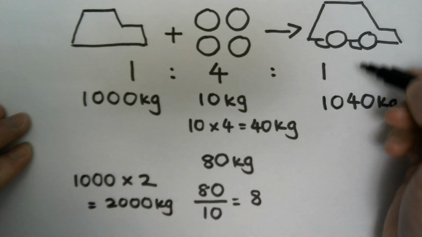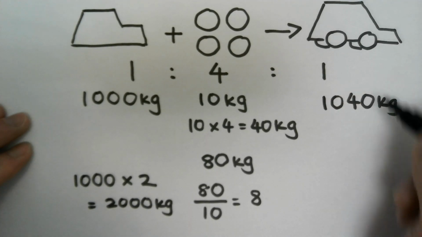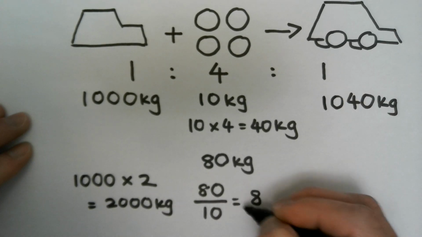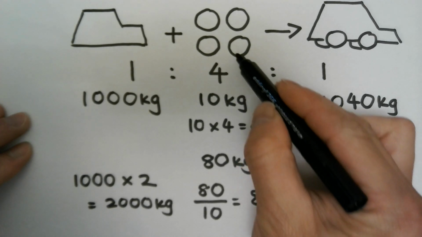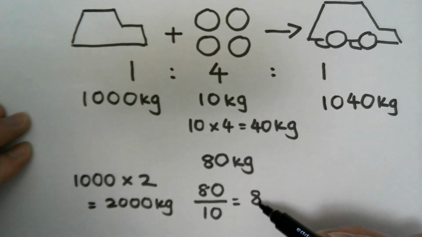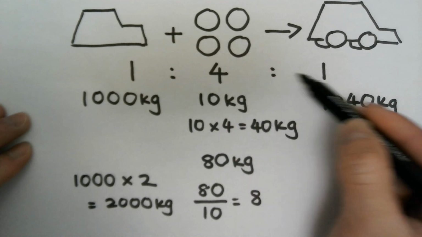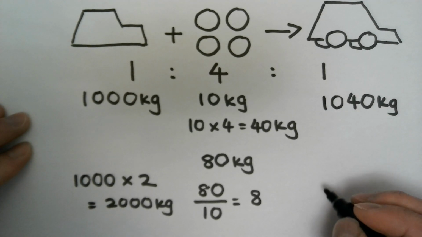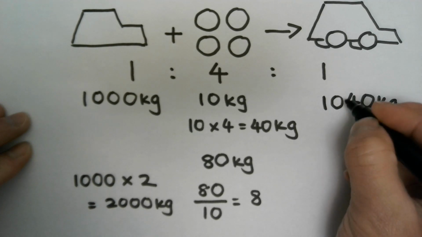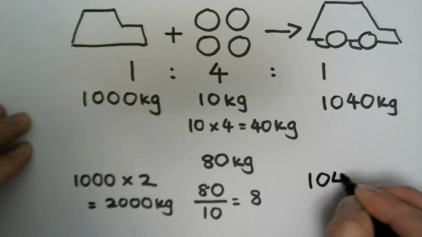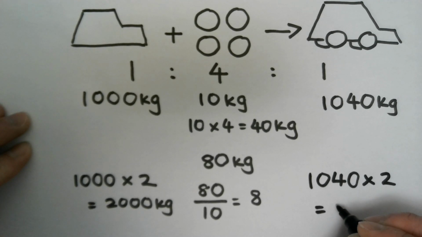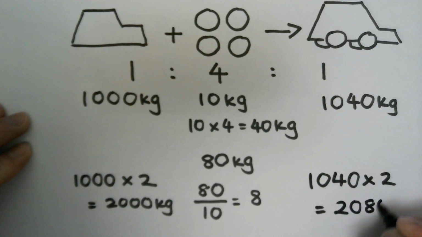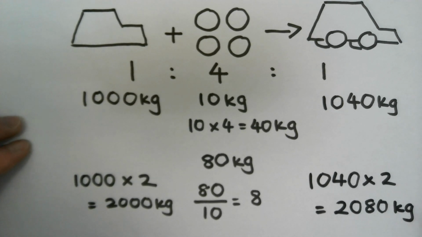Now, if I wanted to work out how many total cars I can make from these 8 wheels, again I look at the ratio. So if I need 4 wheels to make one whole car, if I have 8 wheels, that will be twice as much. So therefore, I look at the mass of one car, which is 1,040, multiply that by 2, which gives me a total of 2,080 kilograms worth of car. So I hope that analogy makes sense.